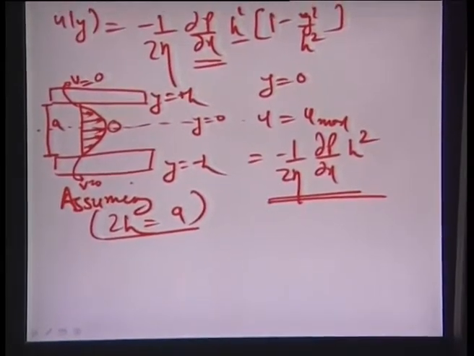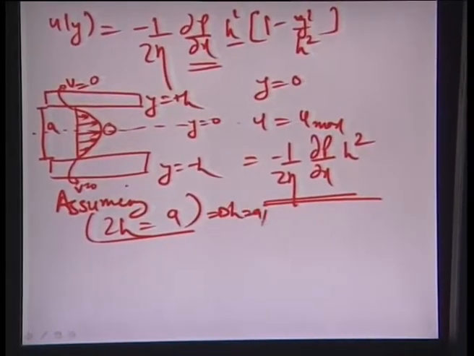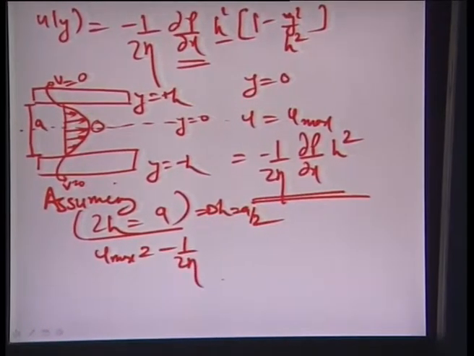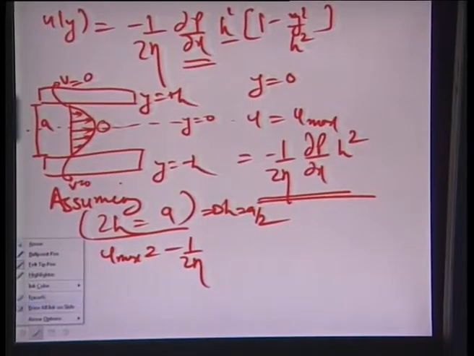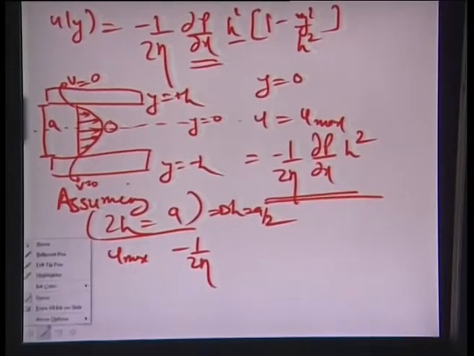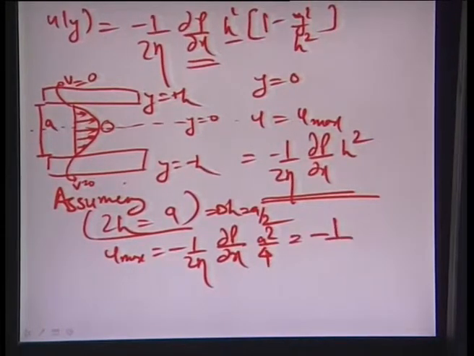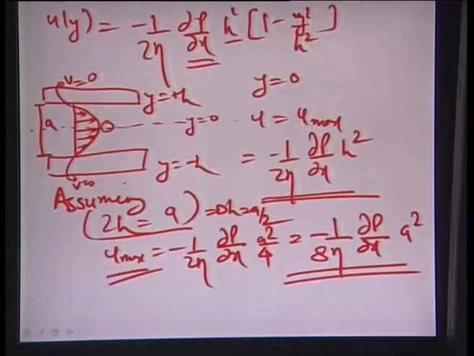So, in that case h becomes equal to a by 2, and u max in this expression is 1 minus 1 by 2 eta del p by del x a square by 4, also 1 minus 8 eta del p by del x a square. Okay. That is what the u maximum would be in a case like this.